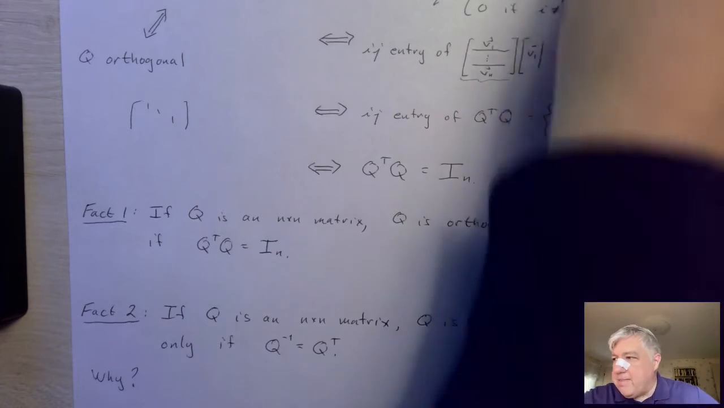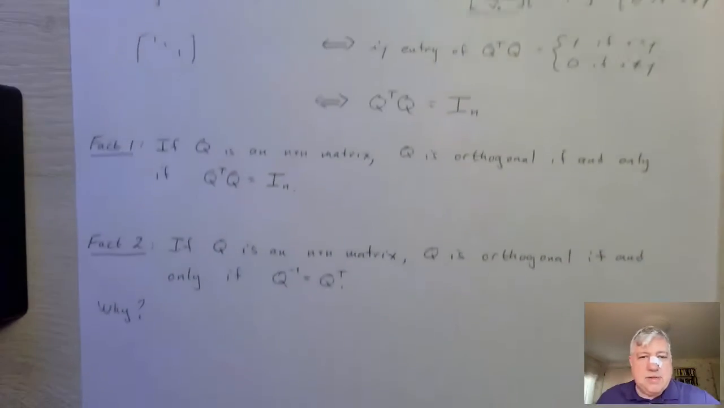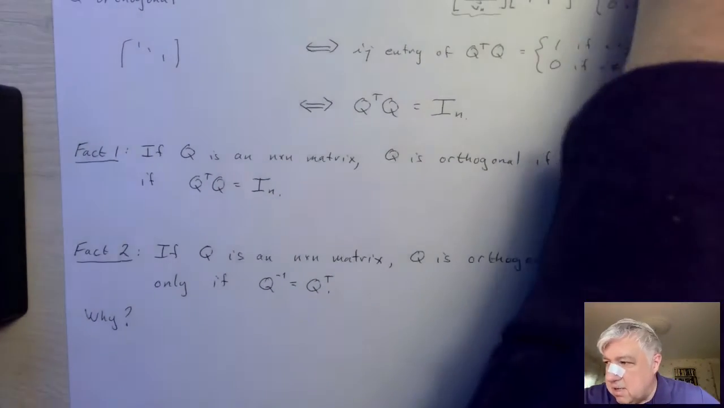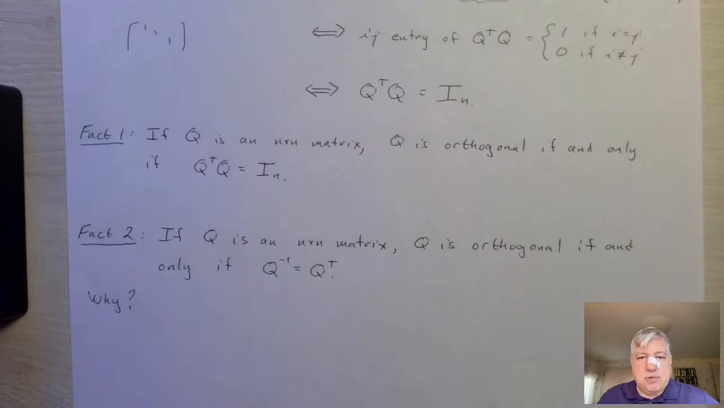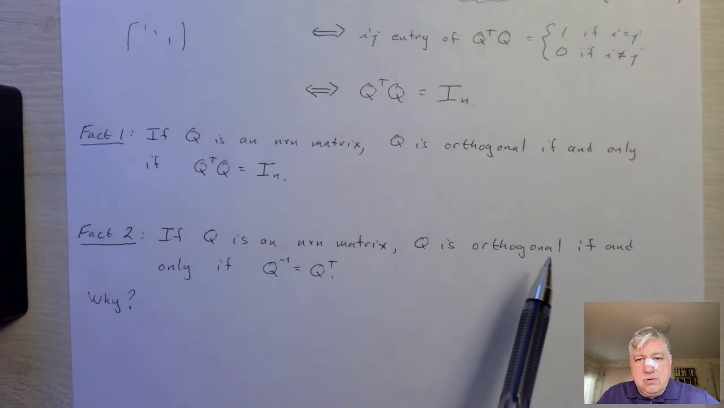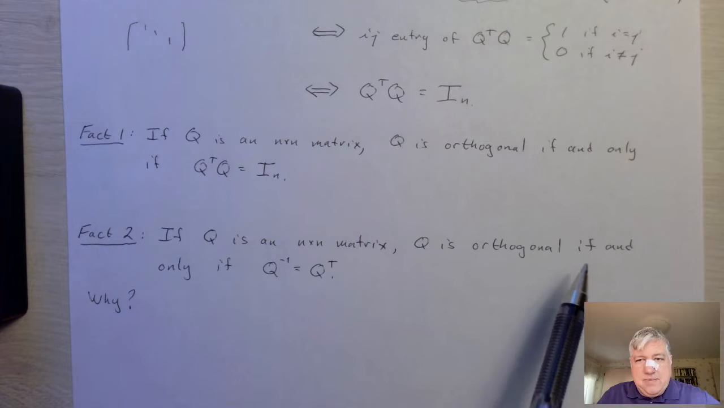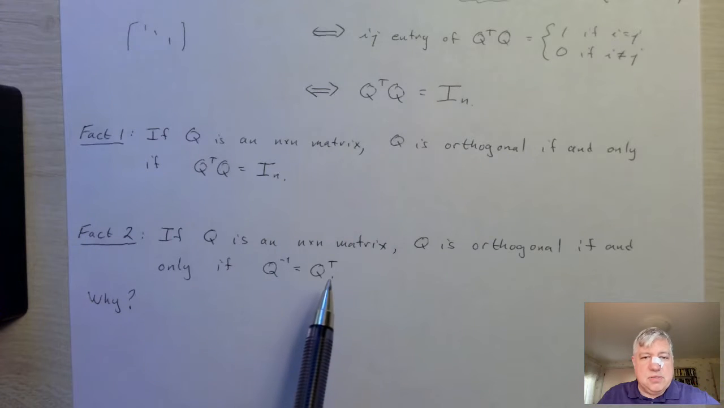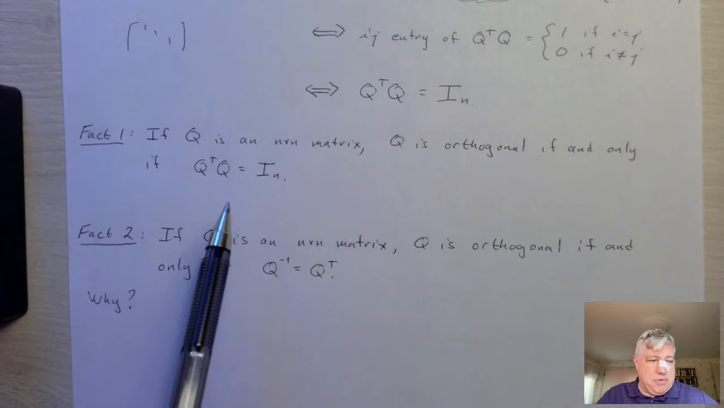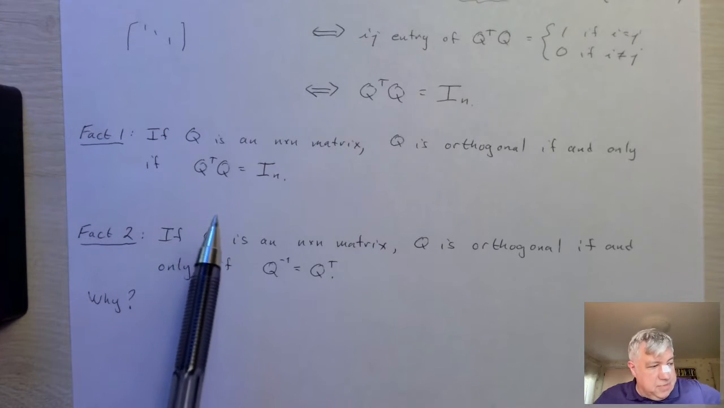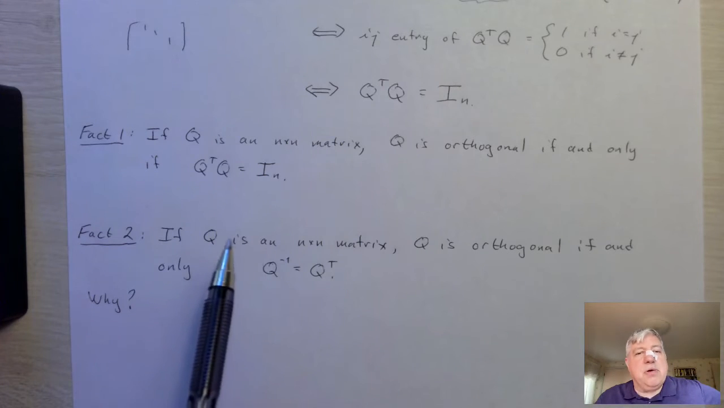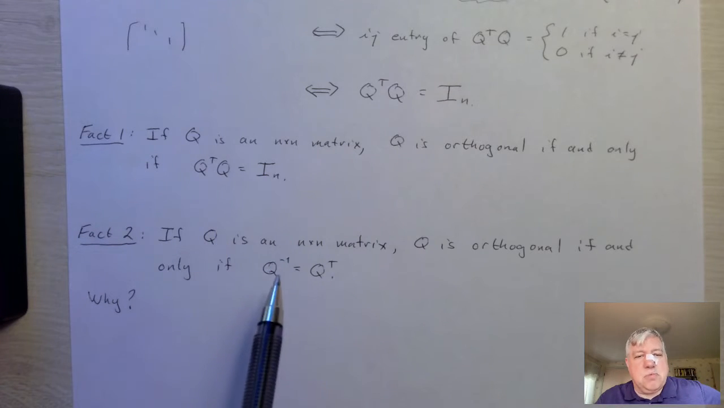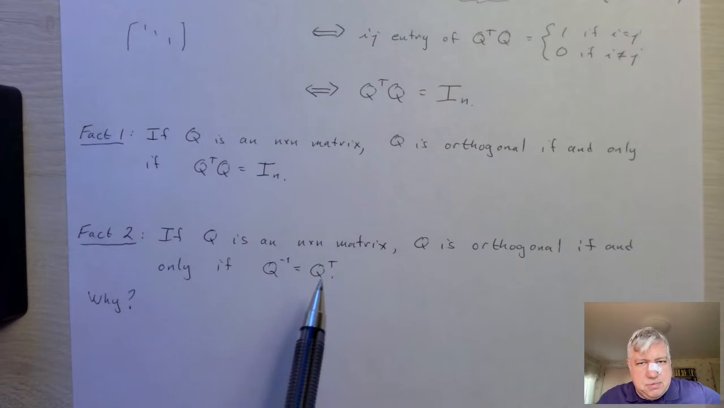Now we'll see that this also implies that if Q is a square matrix, then Q being orthogonal happens if and only if Q inverse is equal to Q transpose. What we're going to show is that if Q is orthogonal, it's invertible, and its inverse is going to be Q transpose.